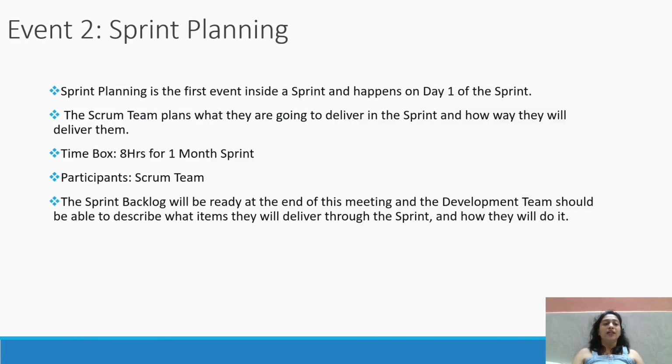Okay, so the next event is the sprint planning. The sprint planning is the first event inside the sprint, and it happens on day one of the sprint.